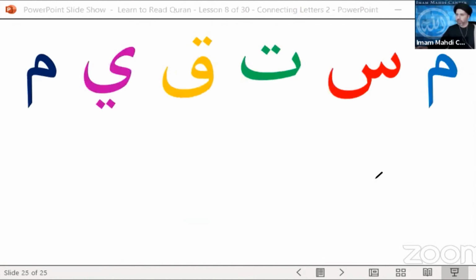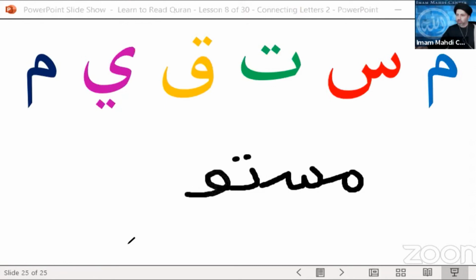So now you write it. Here we have the top portion of the Mim with its small extension. Remember the Sin, one curve, two curve, and a small extension. Then we write small curve for the Ta with its two dots. The Qaf, circle and small extension. And of course, Qaf has two dots. The small extension of the Ya with its two dots underneath. And then we keep the Mim in its full form at the end. So now we've had two lessons so far on how to connect the letters.